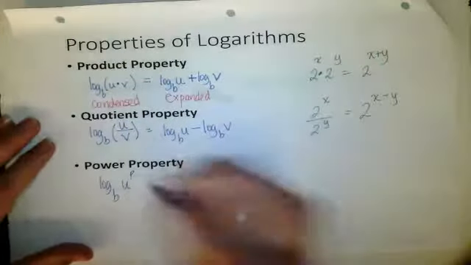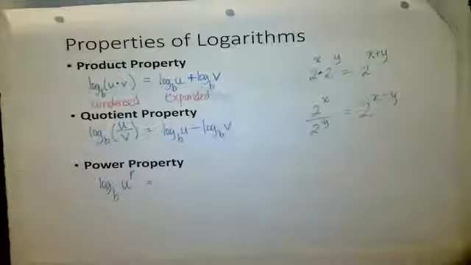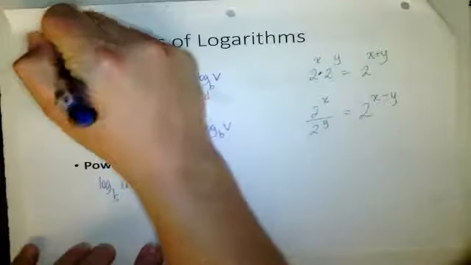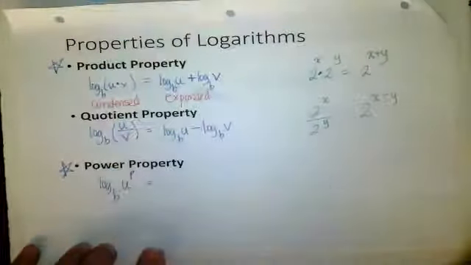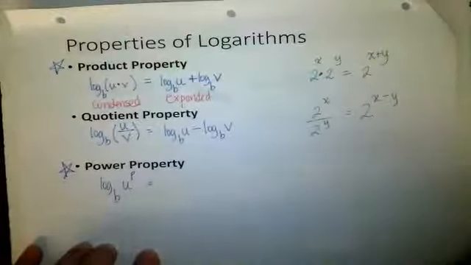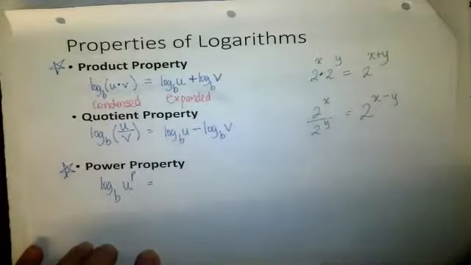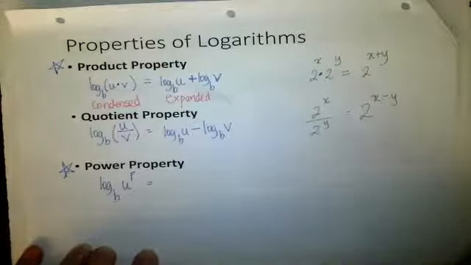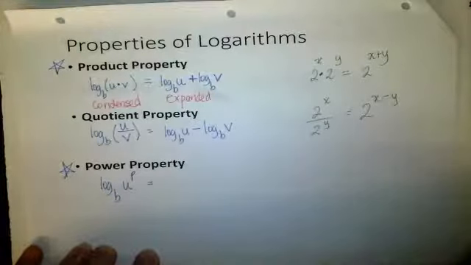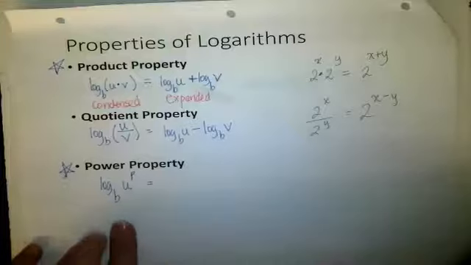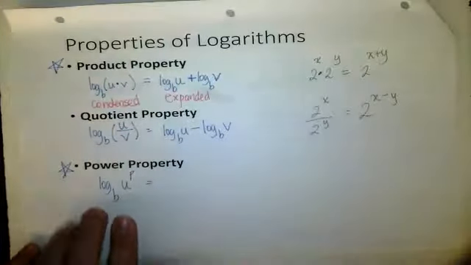That's the condensed form. We are going to be using the product property all the time and the power property all the time. I barely ever use the quotient property because it turns out it's unnecessary. It's just a derivation of the product property, which I'll show you. The power property, this is the condensed form.